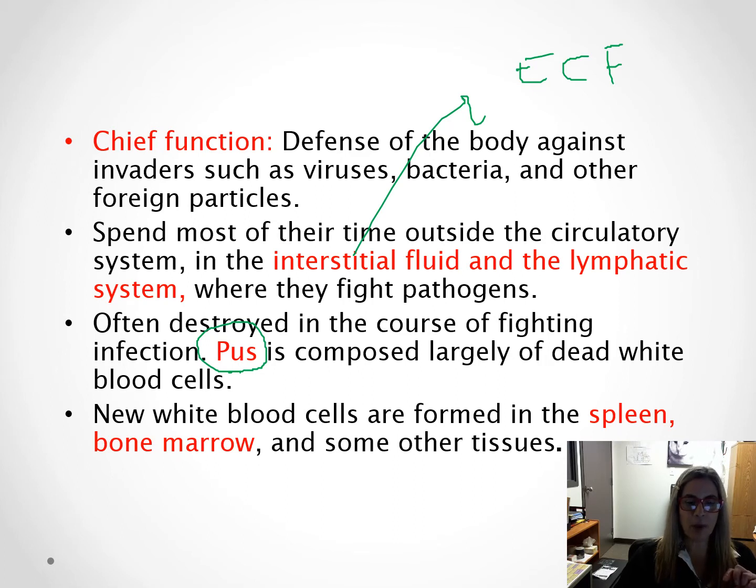So in terms of where white blood cells are produced, we talked about this previously when we talked about cell components, but keep in mind that white blood cells are primarily made in the bone marrow, just like red blood cells, and they are also formed in the spleen, which remember is one of the organs of our lymphatic system that we talked about before.